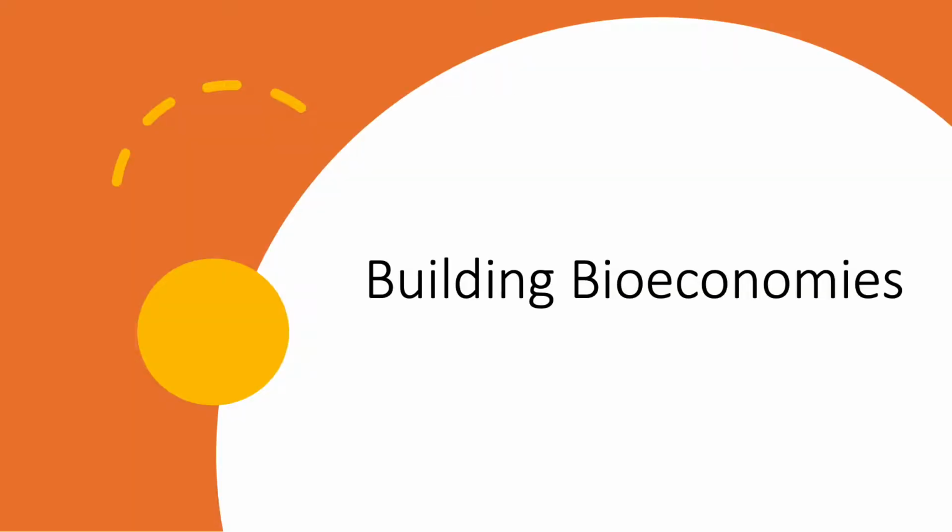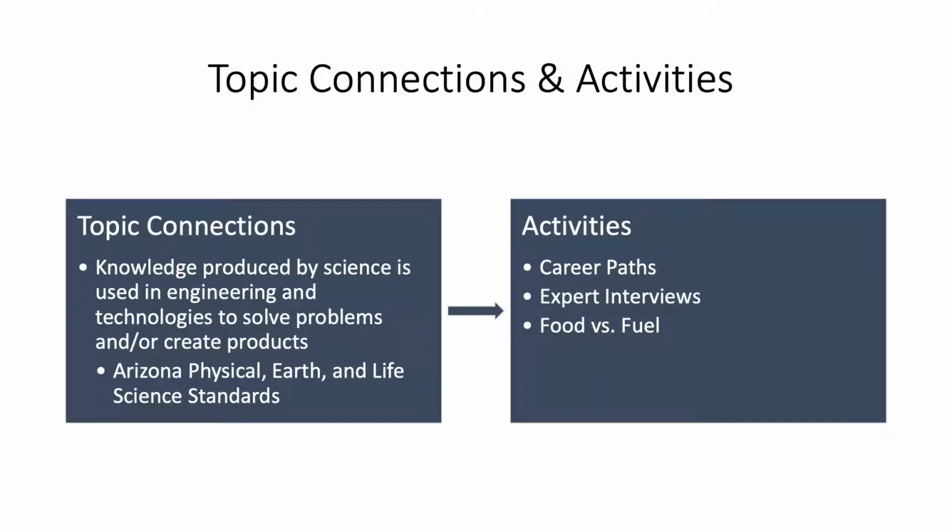The second theme that we connected to in SBAR was building bioeconomies. The topic connections are knowledge produced by science is used in engineering and technologies to solve problems and/or create products. Specifically, the activities that we did in my classroom to make these connections were following career paths, expert interviews where the students interviewed experts in the field, and food versus fuel. When do we use these products as food? When do we use them as fuel?